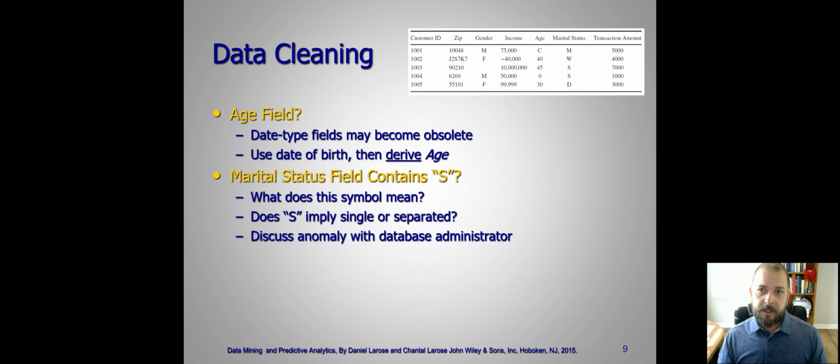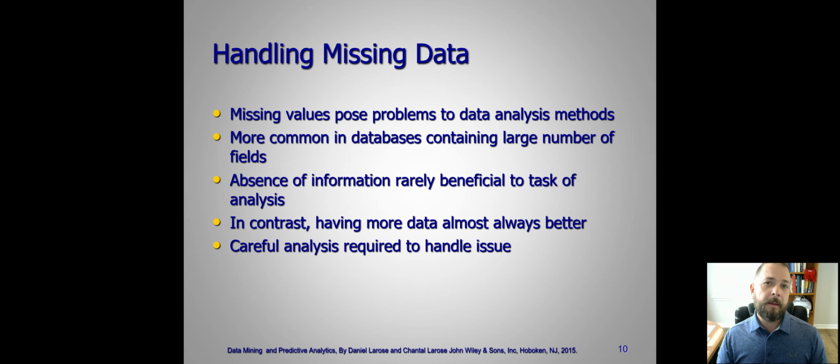As we see in this small data set, we saw some missing values within gender. So how do we handle missing values? Missing values can really be problematic when we're doing data analytical methods. In fact, as you'll see later on, a lot of the methods and modeling that we do with our data won't allow you to have missing values. However, it is very common in a database that contains a large number of fields to have missing values. The absence of that information is rarely any kind of benefit to the task of the analysis, so we need to be careful on how we handle that.